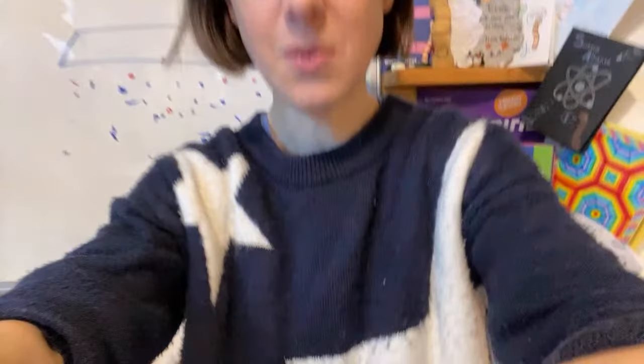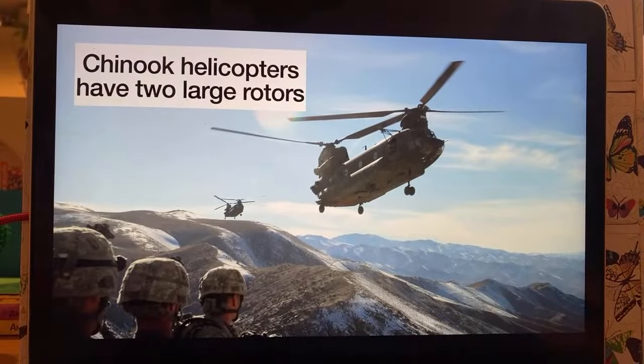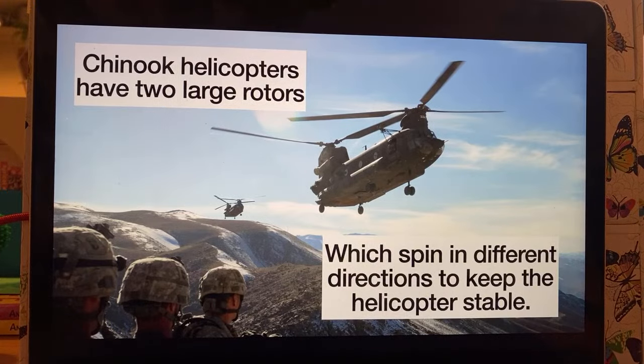Right, you might have heard of the Chinook. Little shout out to Chinook helicopters because they don't have this tail rotor thing. They've got two huge rotors. What can you maybe tell me about these rotors given what I just told you? The rotors are spinning in opposite directions to keep the helicopter stable, yeah? If they were spinning in the same direction, it would be spinning around.